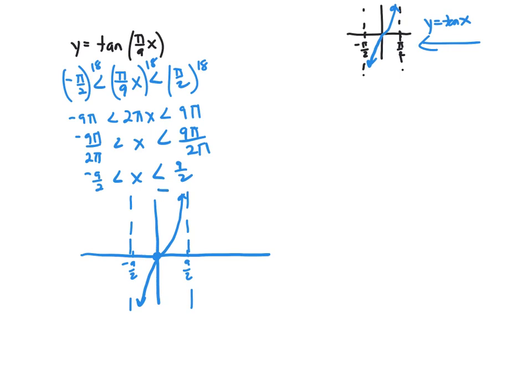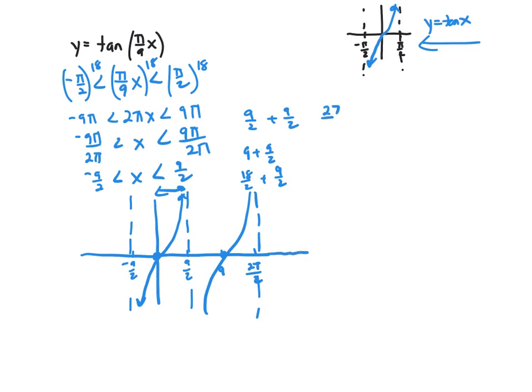So in between here and here is 9 halves. So another 9 halves plus a 9 halves is 18 over 2, which is 9. So that would be 9. And then 9 plus 9 halves is 18 over 2 plus 9 over 2. That's going to be 27 over 2. Another asymptote and a graph there. And then 27 over 2 plus another 9 halves is 36 over 2, which is 18.